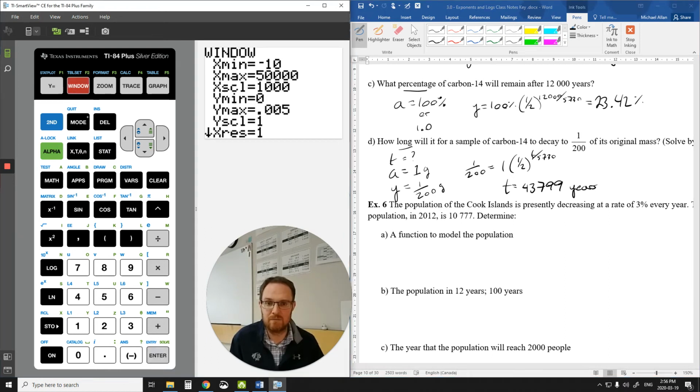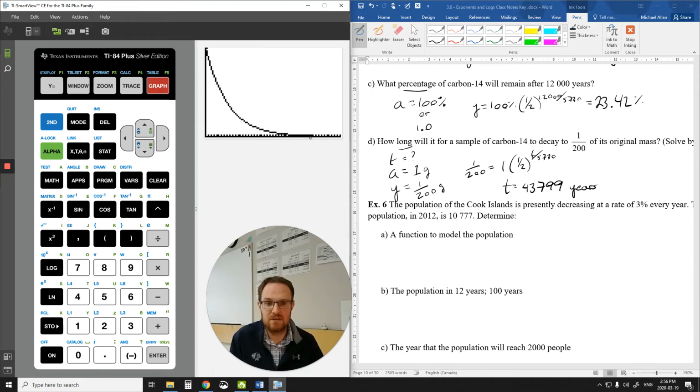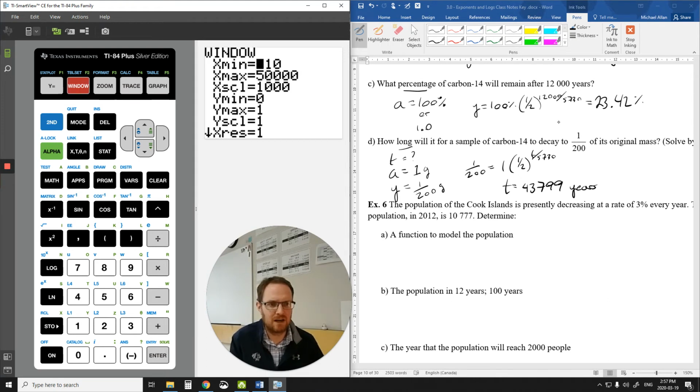Again, if I were to go back here and change that back to 1, because that's my initial amount, this is what the graph will look like. You just can't see somewhere around here, it's going to cross over this 1/200th. So you could just zoom into that area down there, and that's where you're going to see this 43,799. And I knew my x values had to be pretty large because my period, this number here, is a pretty large number. So I have to use large x max numbers here.